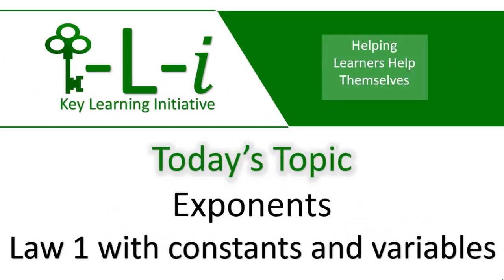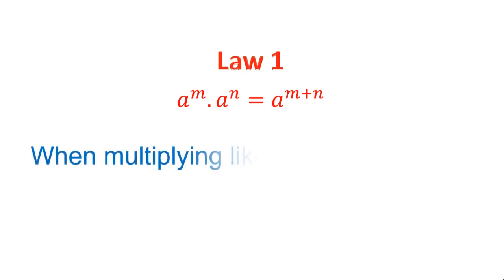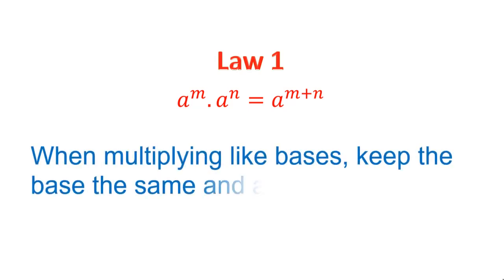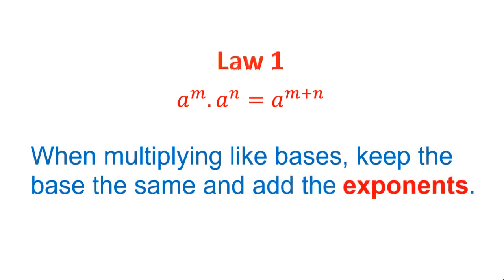Today's topic, Exponents, Law 1 with constants and variables. So, Law 1: if I have a to the power of m times a to the power of n, it equals a to the power of m plus n. What that means is, when multiplying like bases, keep the base the same and add your exponents.